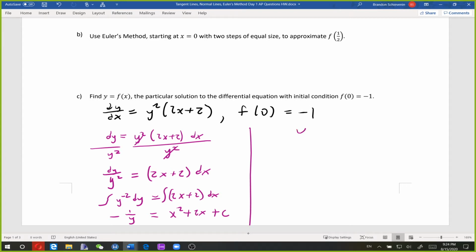I want to make it look like y equals something. Okay, cool. So what you did there was you flipped both sides, which is okay. So that would give me negative y equals 1 over x squared plus 2x plus c, and then you divided both sides by negative 1, which is great. Y equals negative 1 over x squared plus 2x plus c. Okay, that's awesome.